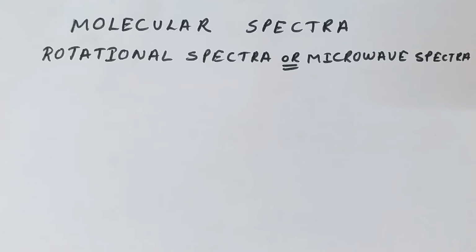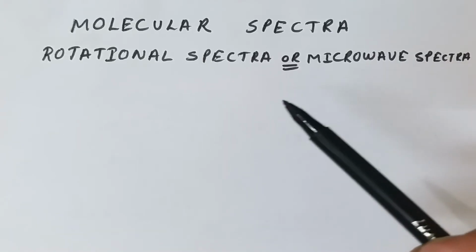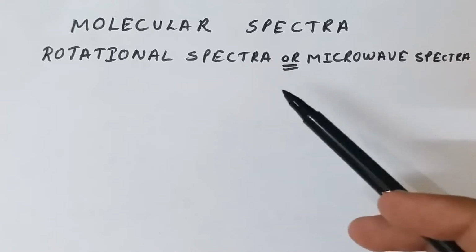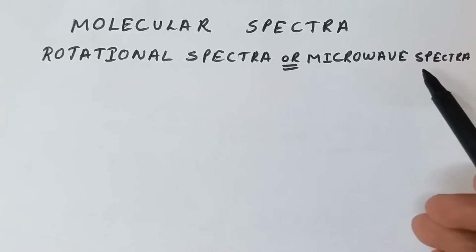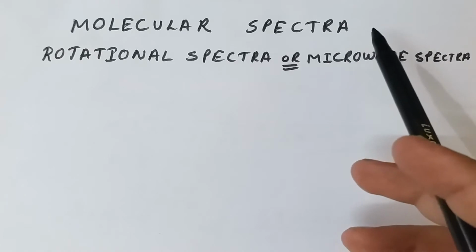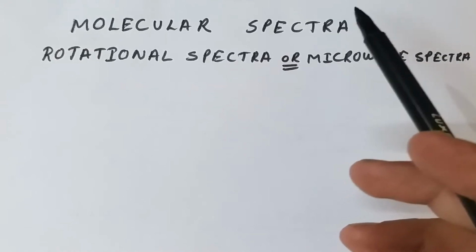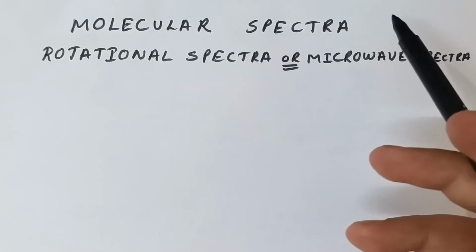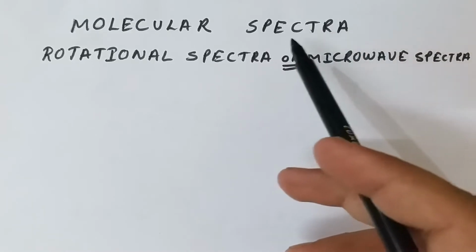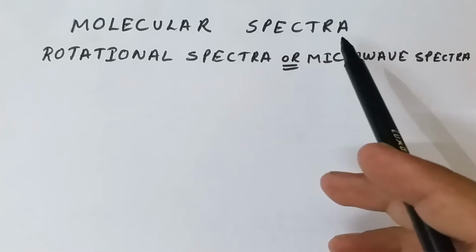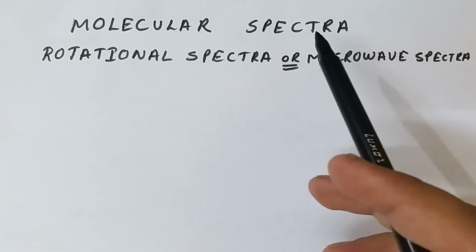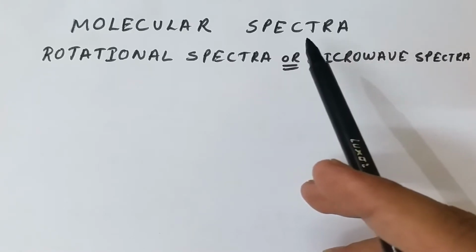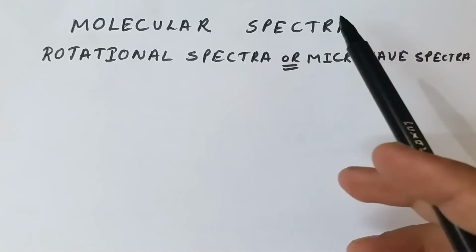Hey friends, welcome. Today we are going to discuss molecular spectra, and in molecular spectra we are going to discuss rotational spectra, also known as microwave spectra. Now basically there are two types of spectra: atomic spectra, which arise due to the electronic transition of the electrons, and molecular spectra, which arise due to the interaction of the molecules with electromagnetic radiation.